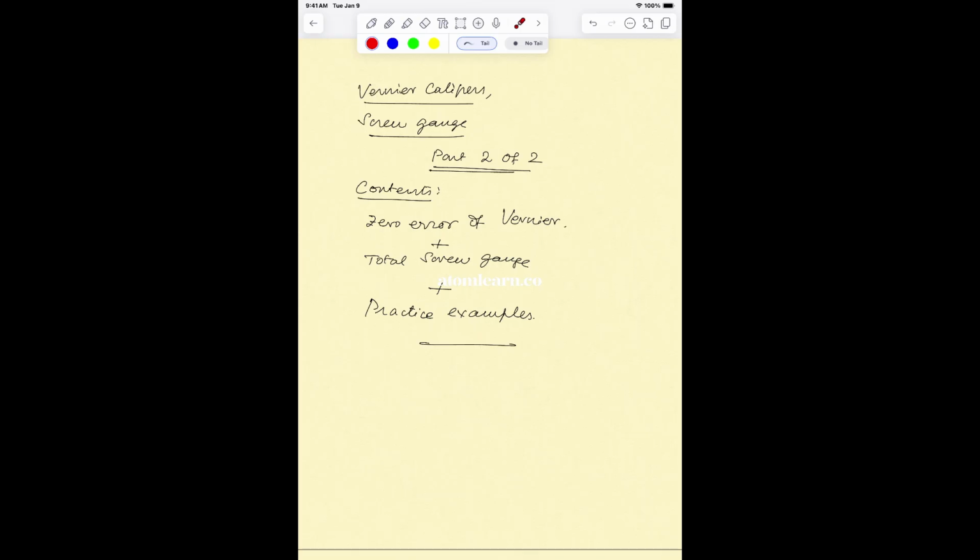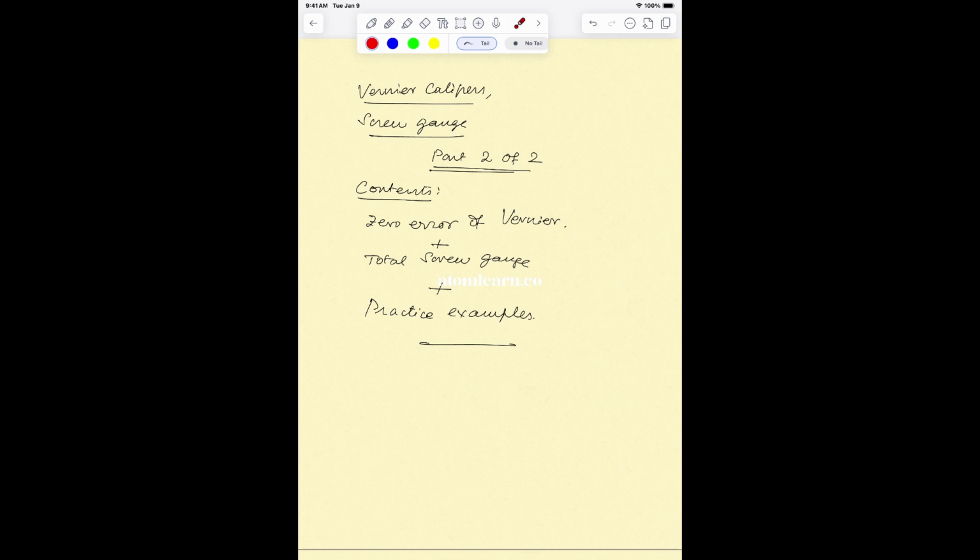Dear students, we are now on video number 2 of the topic Vernier Calipers and Screw Gauge. That is part 2 of 2. In part 1 you would have seen that we discussed Vernier Calipers, including some examples. We have not discussed the zero error of Vernier calipers in that particular video. Now we are taking part 2.